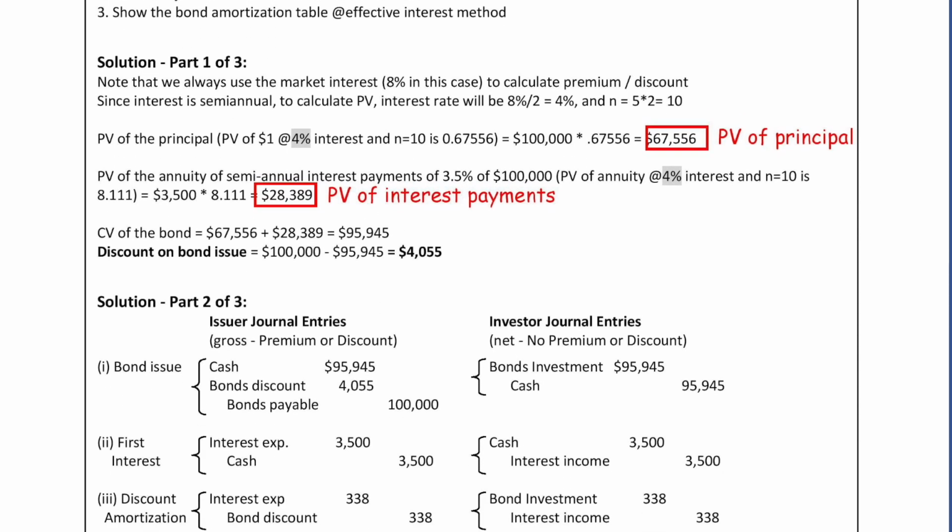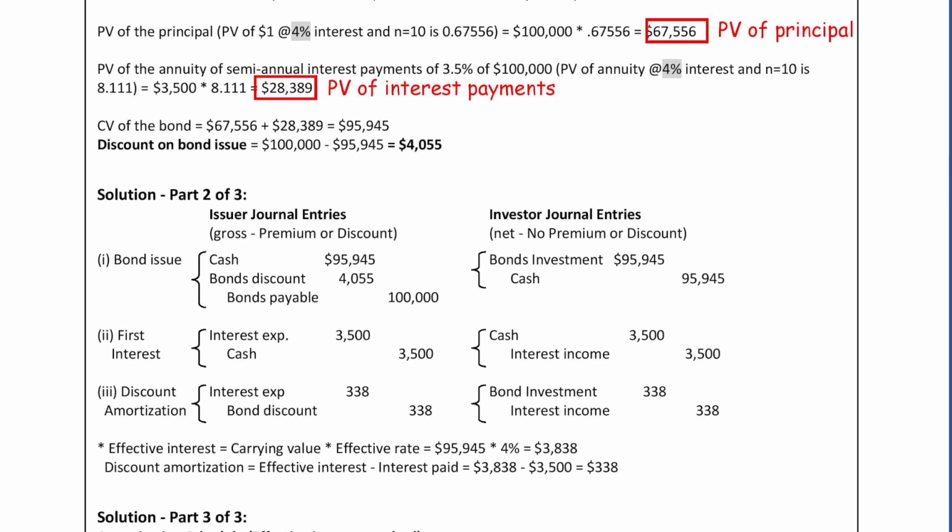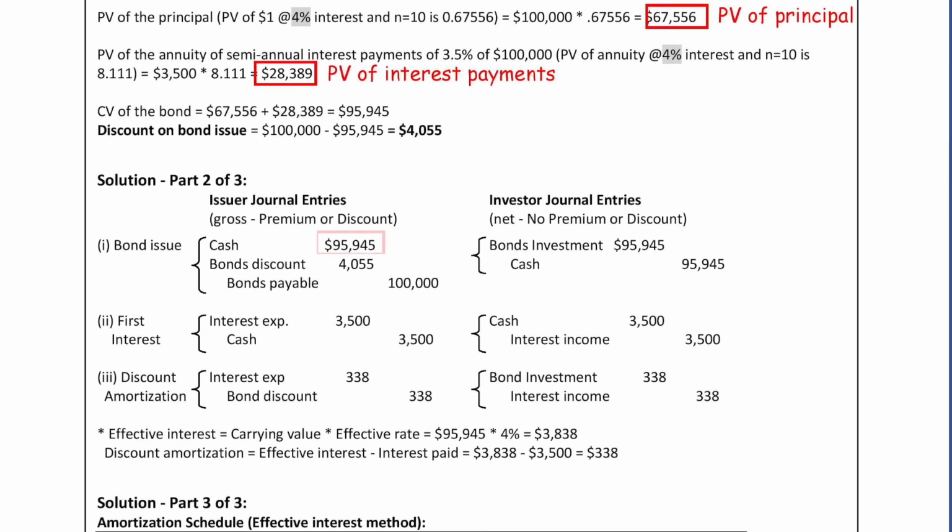67,556 plus 28,389 gives us, put a box around 95,945. That's the amount of cash coming in for the bond. The face value of the bond is $100,000. This means, highlight, bond discount 4,055. Now this discount needs to be capitalized over the life of the bond.